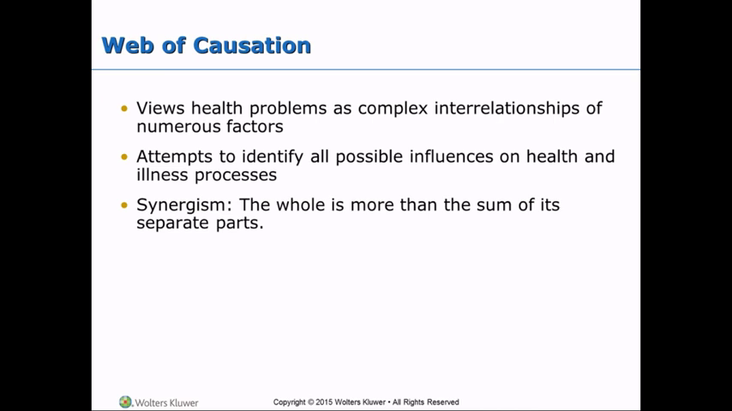As you can imagine, a web of causation can become very detailed as more layers are added to the web. One of the most important concepts in the web of causation is the concept of synergism. This is a concept that states the whole is more than the sum of its separate parts. Because this model is complex, it is difficult to carry out in everyday practice. But by examining one portion of the web, sufficient information for developing levels of prevention to improve community health can be found.